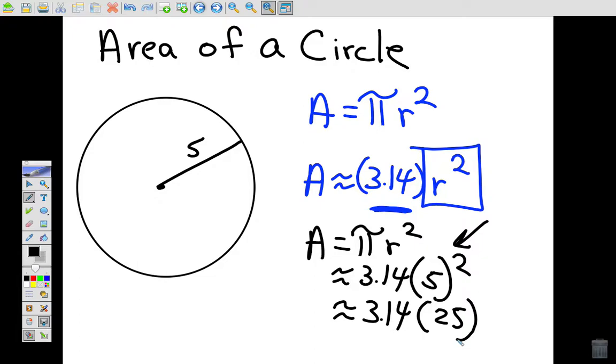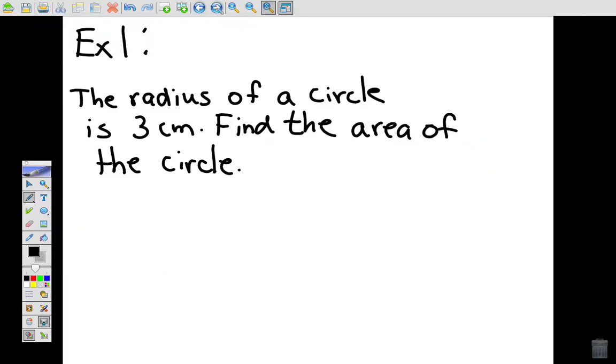All right, let's take a look at example 1. In example 1, it says the radius of a circle is 3 centimeters. Now I'm going to make a diagram of that. So you've got a circle, and we know that the radius is 3. Remember, radius is halfway across. Find the area of the circle.